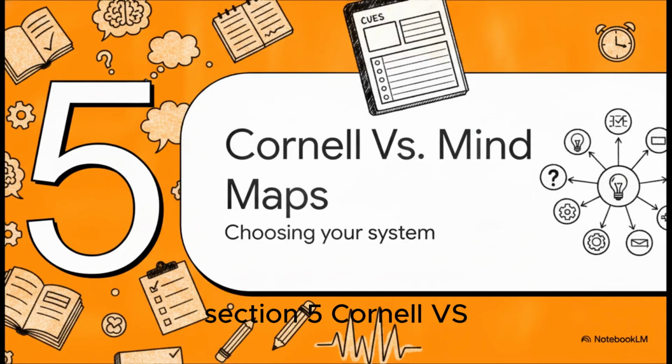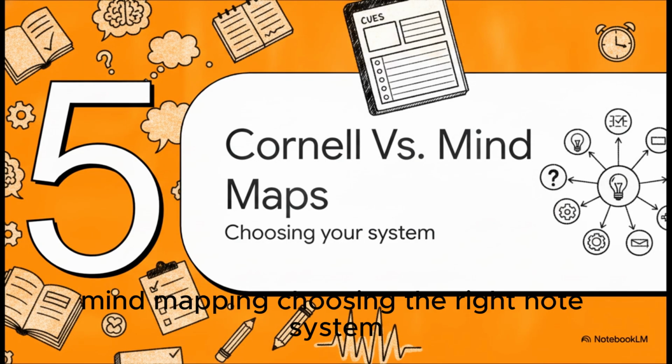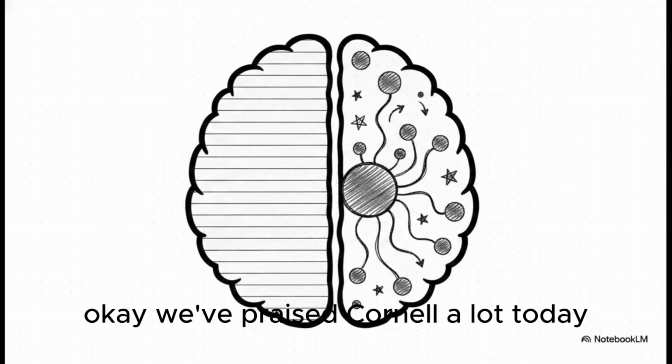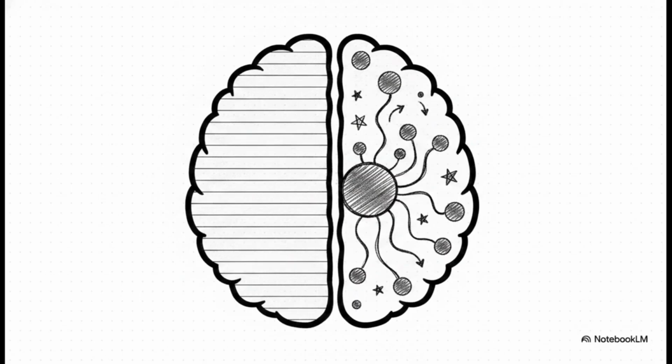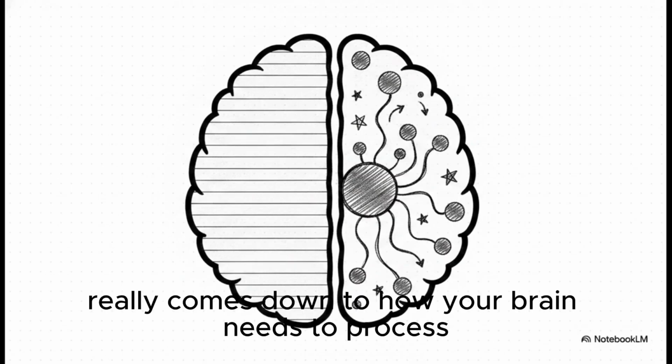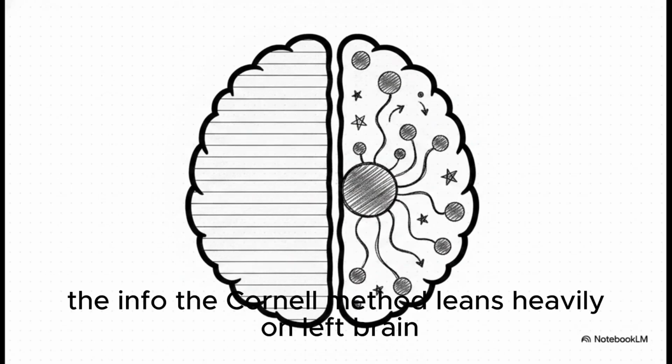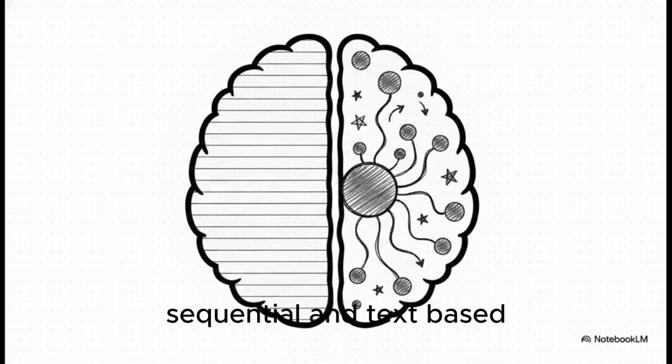Section 5, Cornell vs. Mind Mapping, choosing the right note system. Okay, we've praised Cornell a lot today, but how does it stack up against other popular methods, and when should you use something else? Well, choosing your method really comes down to how your brain needs to process the info. The Cornell method leans heavily on left brain processing. It's highly logical, sequential, and text-based.